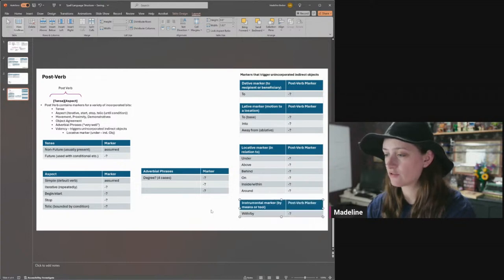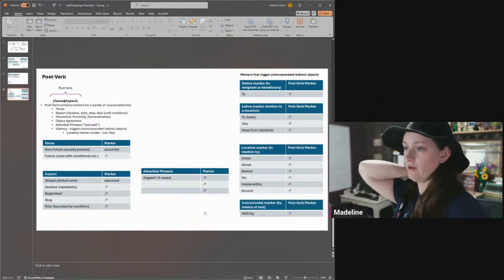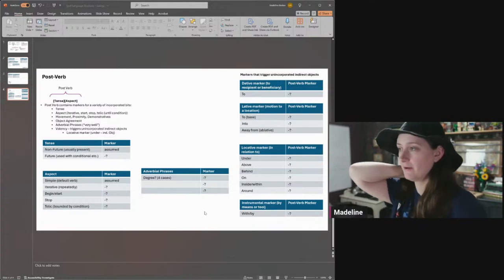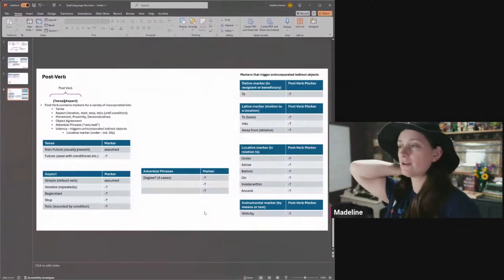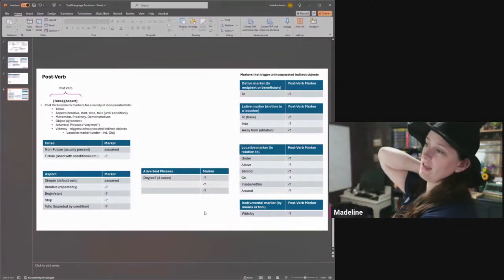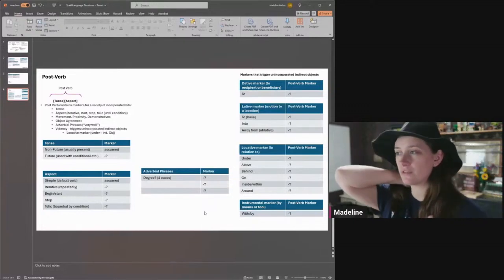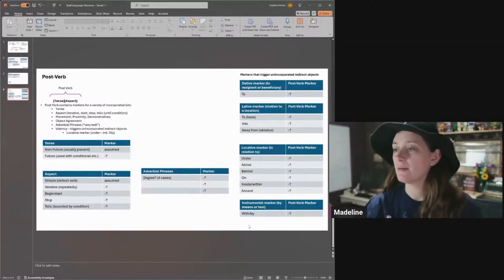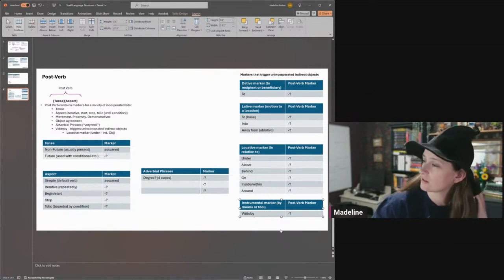And then we have our instrumental marker, which is by the means or tool, so like with or by. So, water the garden with this watering can, or something like that. I don't know. I'm not sure how useful this would be. I'm sure it will come up, but I think just a simple single marker will be sufficient for that.